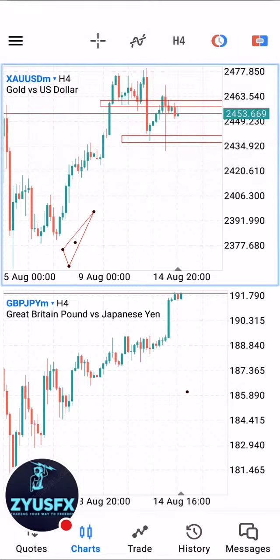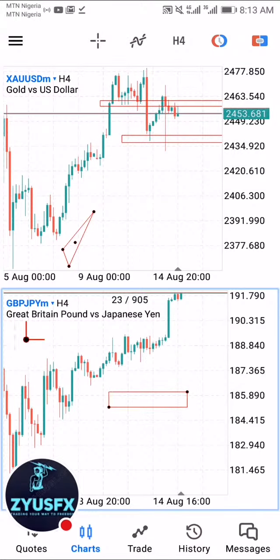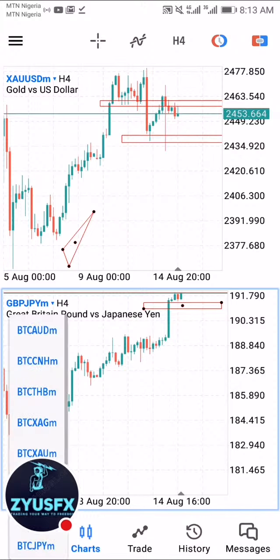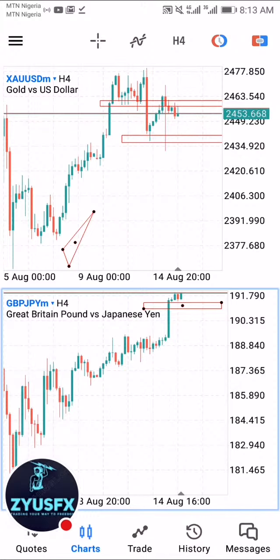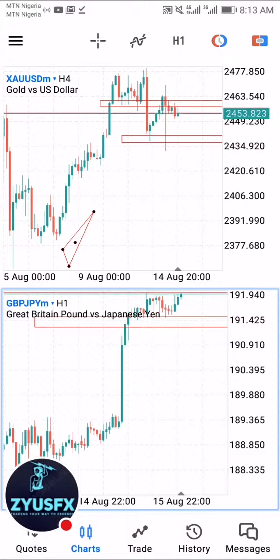So we're on Pound JPY. Let's mark out our level. Remember, our level is always going to be on the 4-hour time frame. So this is our lows. If price is going to continue up, then it shouldn't break below this level. So let's scale down to the 1 hour and see what's happening there.